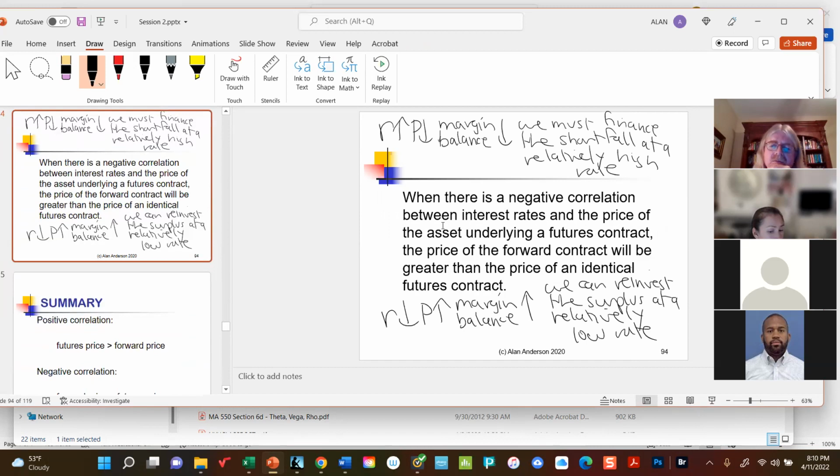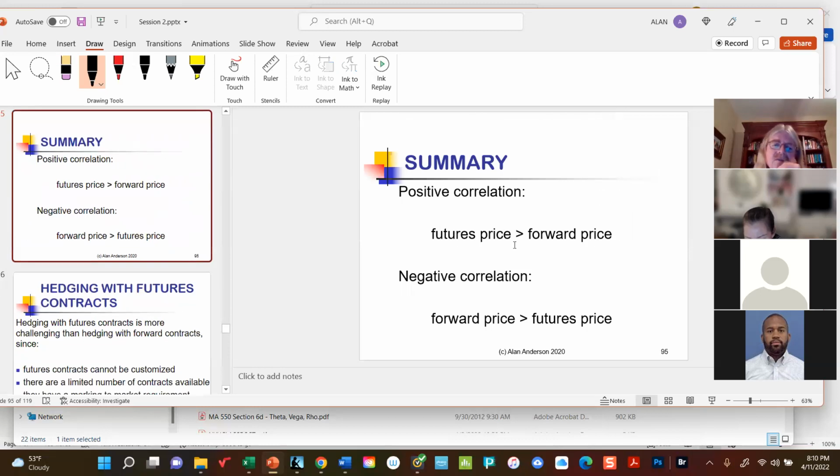If it's the other way around, with negative correlation, this is not good because when rates go up, you lose money and you have to finance the margin payments at a high rate of interest. And if rates are dropping, you're making money at a time when your reinvestment income will be very low. So the bottom line is that when we have an underlying asset that's positively correlated with interest rates, the futures price will be higher than the forward price. With a negative correlation, it'll be the other way around. With no correlation, they should in principle be equal to each other.